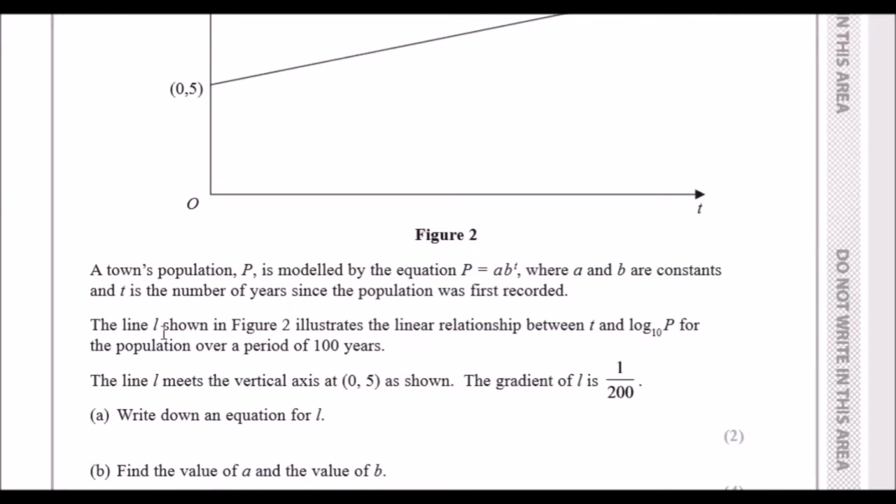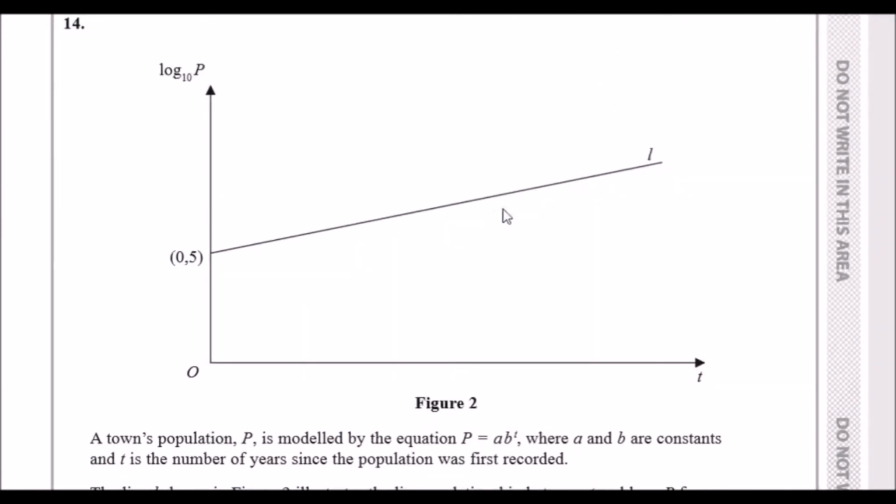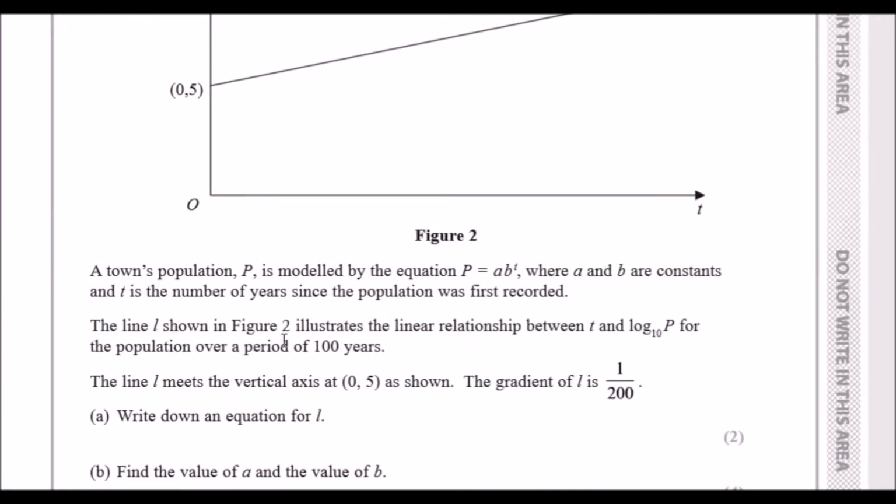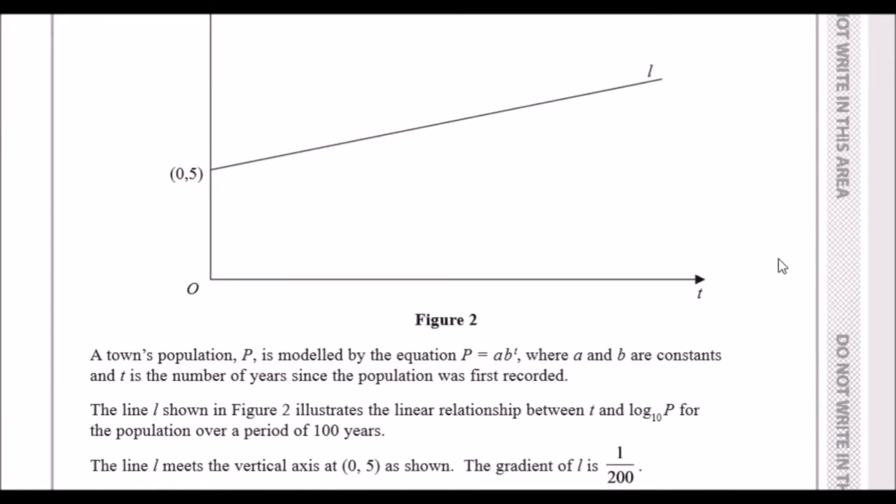The line L shown in figure 2, okay, straight line equation, illustrates the linear relationship between time and log 10 of population for the population over a period of 100 years. So this has just been recorded from time equals 0 up until some point into 100. And again, it looks like they're assuming the rest of it is constant.